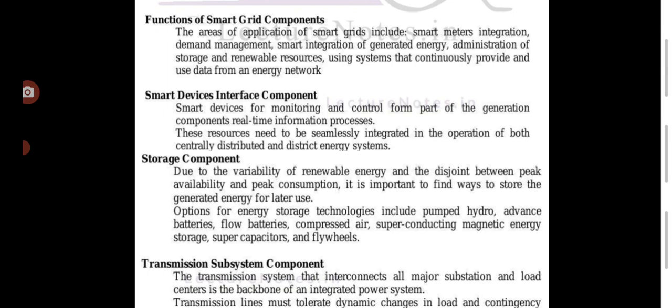And then transmission subsystem components. The transmission system that interconnects all major substations and load centers is the backbone for an integrated power system. These transmission lines must tolerate these dynamic changes in the load contingencies.